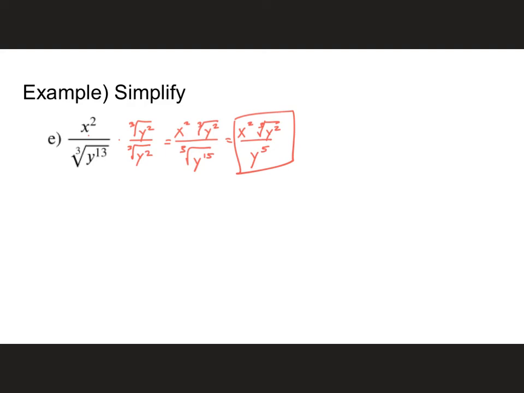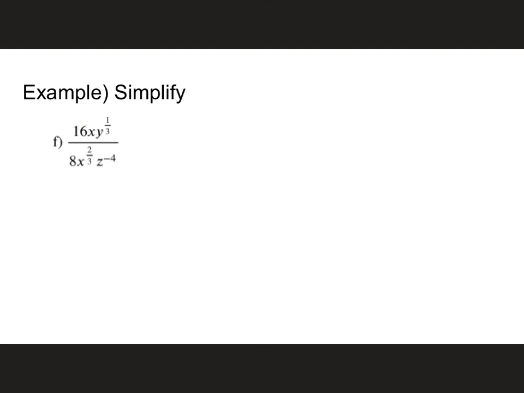Now, it's important to note, you can't simplify this fraction anymore. The y squared is underneath of the radical, the y to the fifth is not. And we can't simplify things unless they are both underneath of a radical or both outside of the radical. So we're done with this problem. That's the final answer.